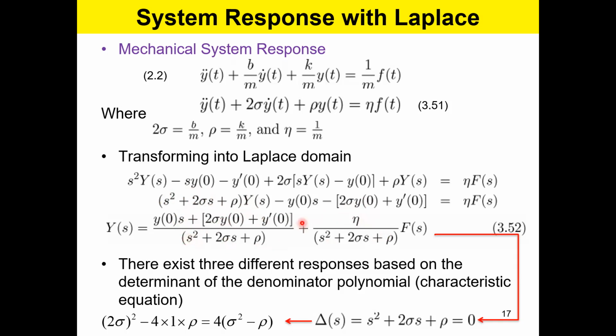Clear? The first term here is all y0 s plus 2 sigma y0 plus y dash 0, right? So this is one term, plus eta over s square plus 2 sigma s plus rho times F(s), second term. The difference here is that the second term is actually coming from the external force, and the first term doesn't have anything to do with the external force. It is the system's own dynamics, because of the initial conditions.